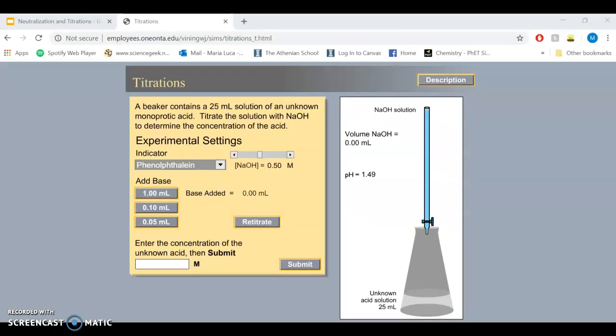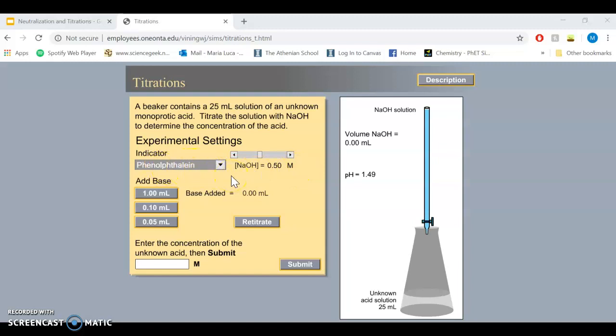All right, so here's our setup. We're told that this beaker down here is an unknown acid solution of 25 milliliters, and we're also told that it's a monoprotic acid. I'm going to talk about what that means later. I'm going to titrate the solution with a known concentration of NaOH. So in this case, I'm going to use 0.50 molar. And I'm going to use phenolphthalein as an indicator.